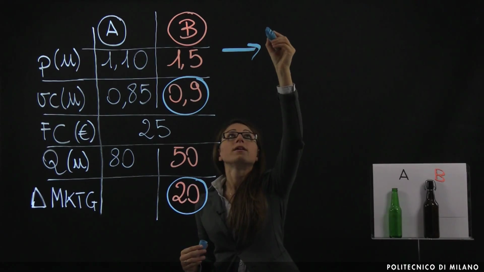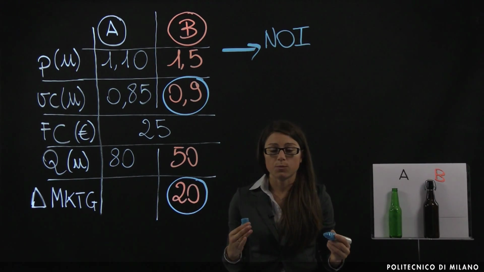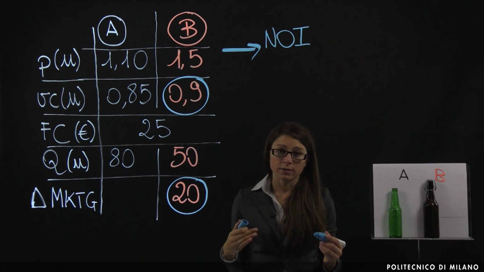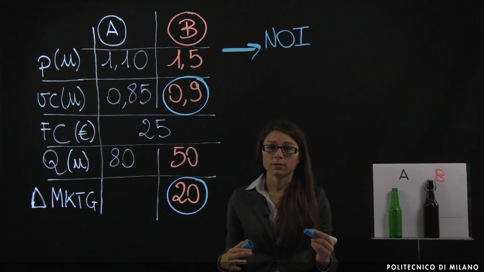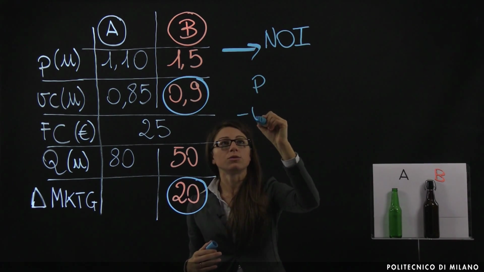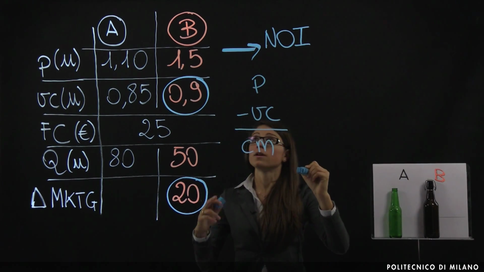So we can calculate our net operating income. The formula is always the same. We can start first of all from the calculation of the unitary contribution margin, the overall contribution margin, and then the final net operating income. So if we consider the price minus the variable cost, we have the unitary contribution margin.